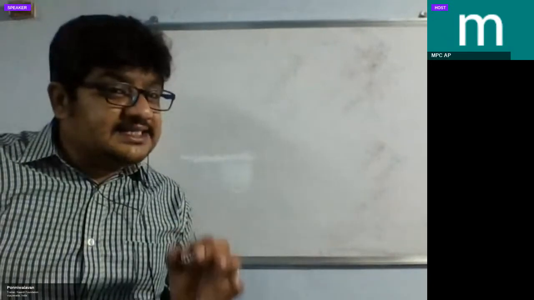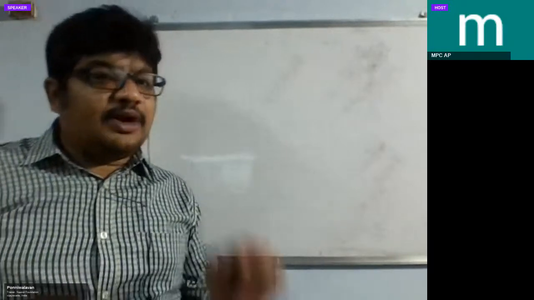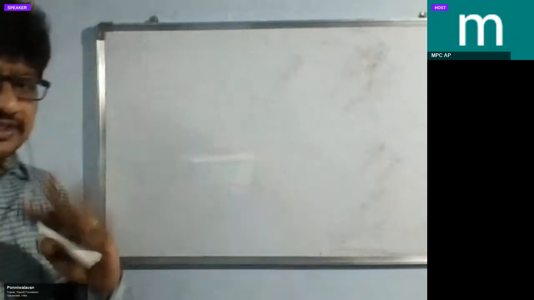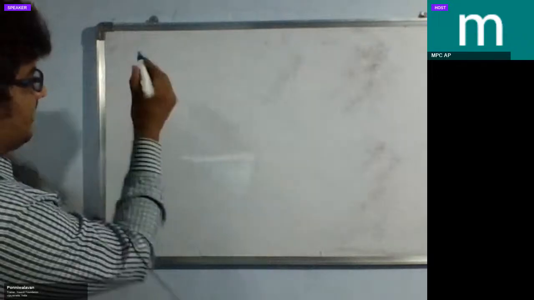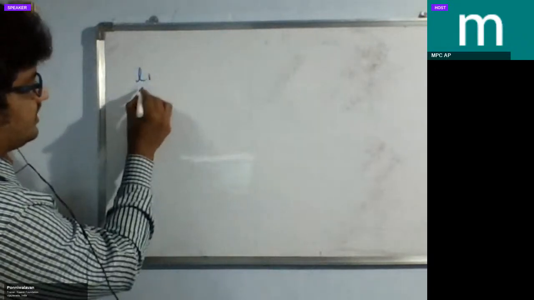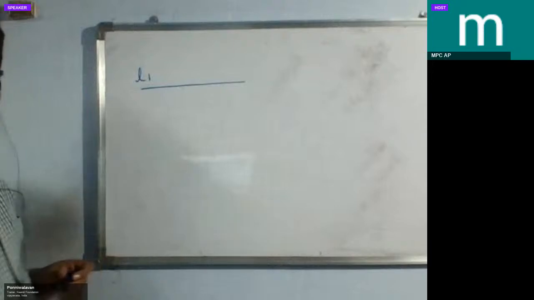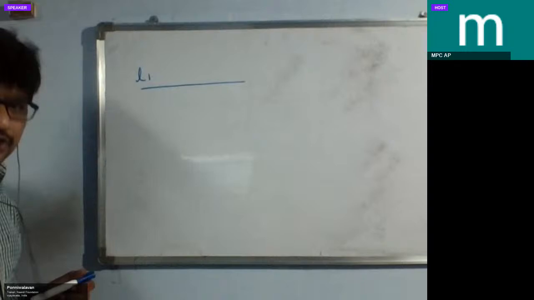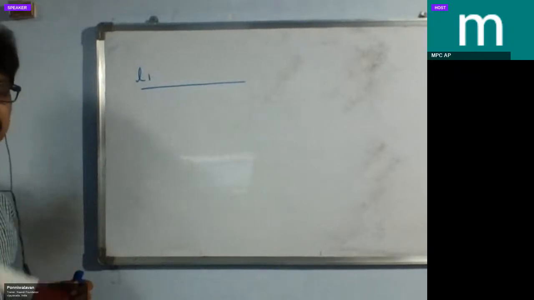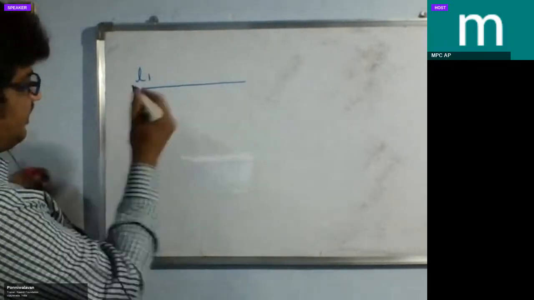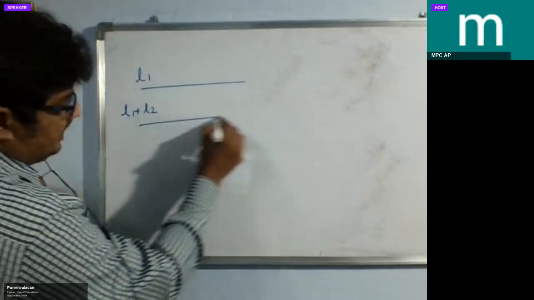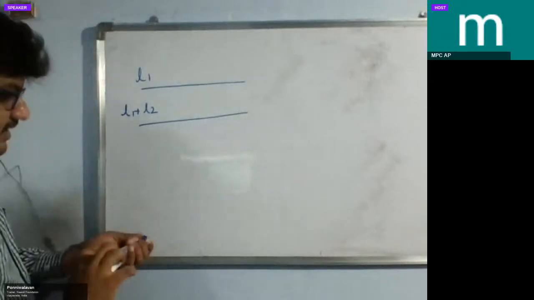What is the distance travelled by the train to cross the tree? I already told this. It is L1. What is the distance travelled by the train to cross the platform? It is L1 plus L2.